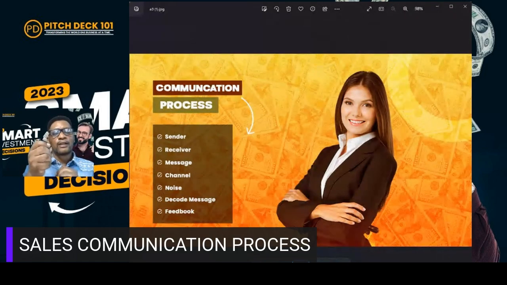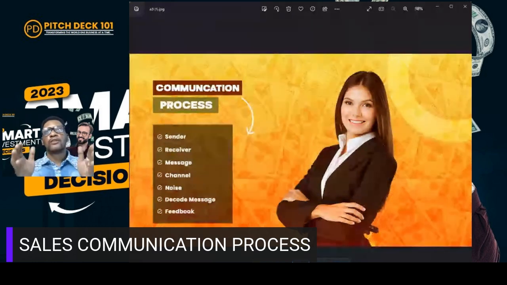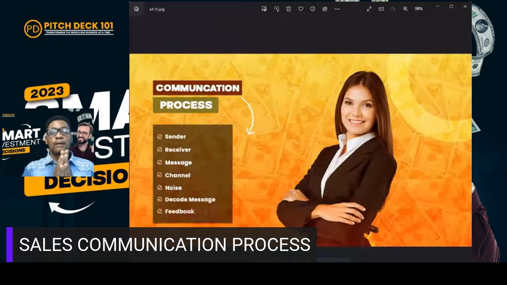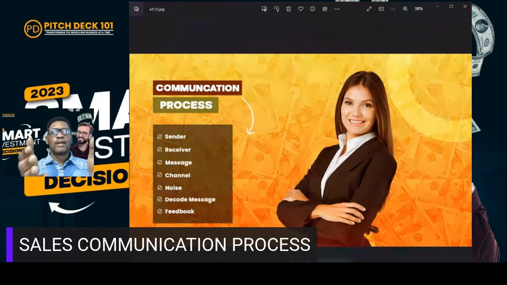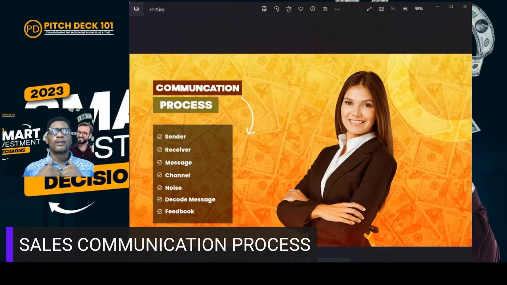The last thing we're going to be looking at is the feedback mechanism. If you're not getting feedback in the sales communication process, it means that there is a problem with the process. Remember, I said early on, sales communication is a two-way process where a sender is communicating a message. That message has to be received, decoded, and you expect feedback.